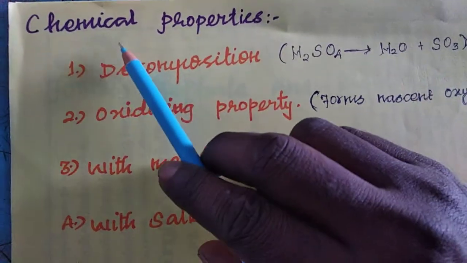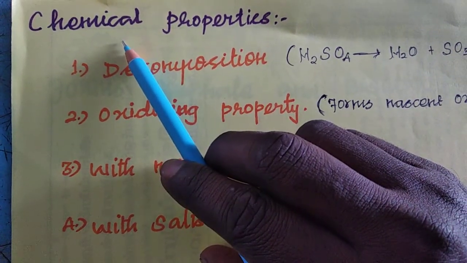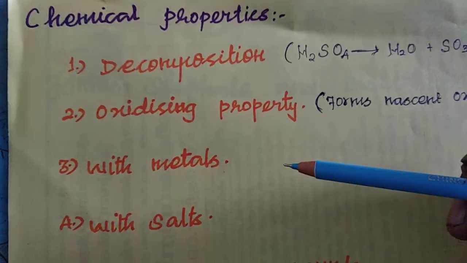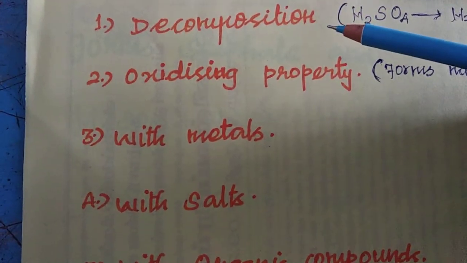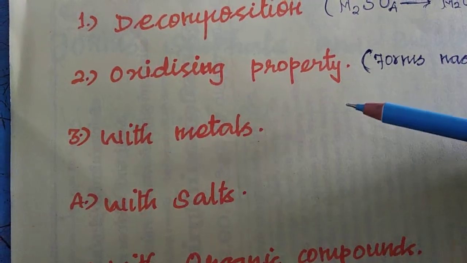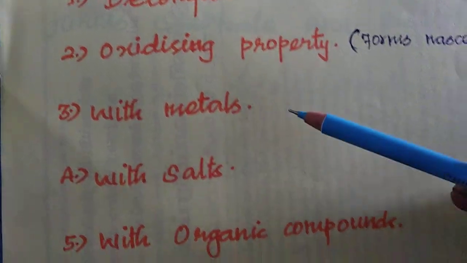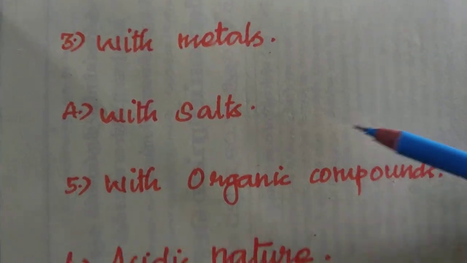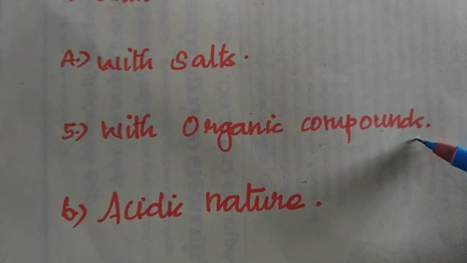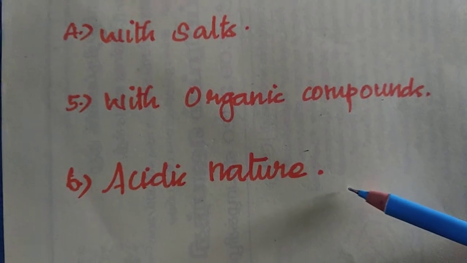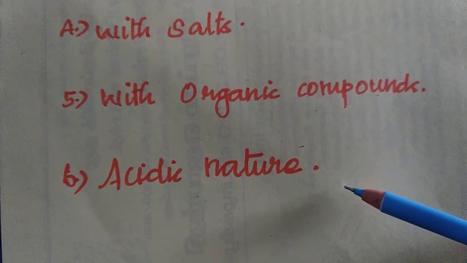Okay students, these are the chemical properties we are going to discuss now. There are 7 chemical properties given in your textbook. Let us see them one by one. The first one is decomposition of sulfuric acid. Then second one is oxidizing property. Third one is reaction with metals. Fourth one is reaction with salts. Fifth one is reaction with organic compounds, and sixth one is acidic nature. Okay, so these are the properties we are going to discuss now.